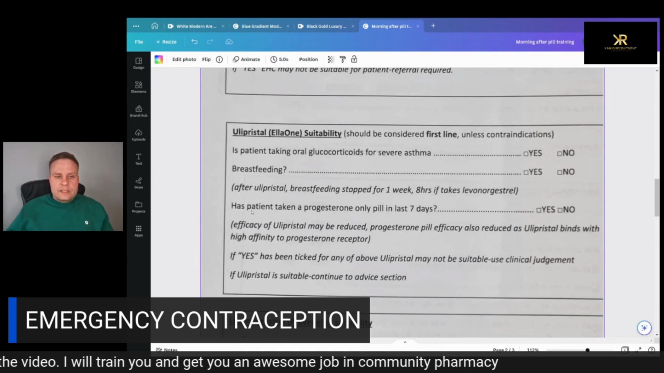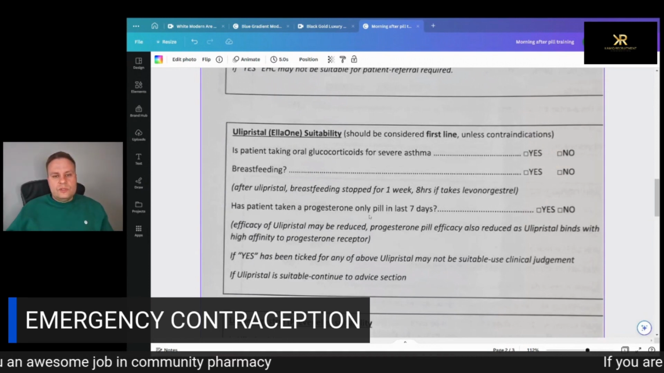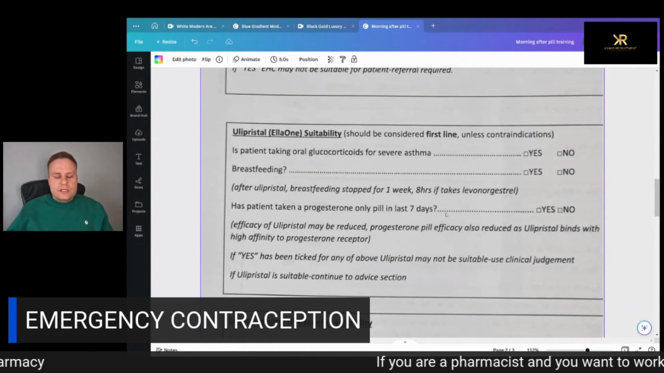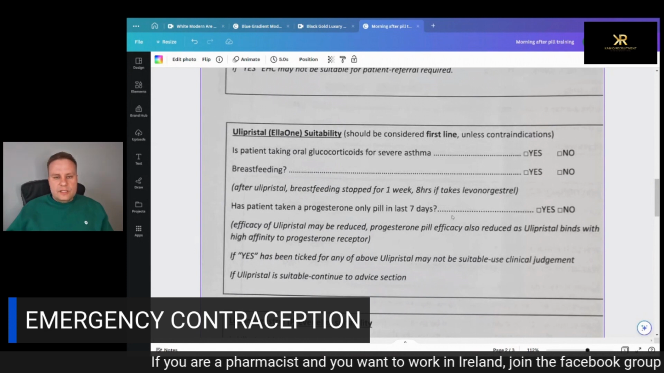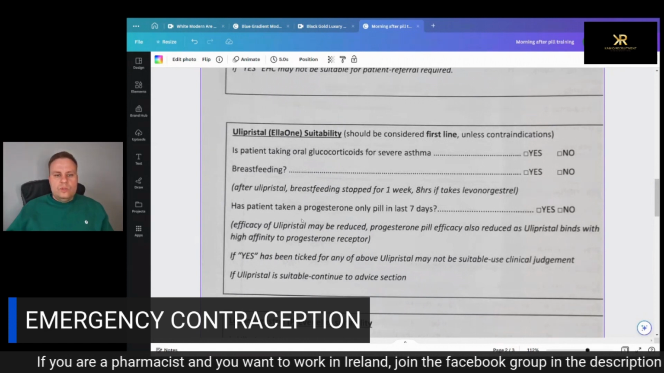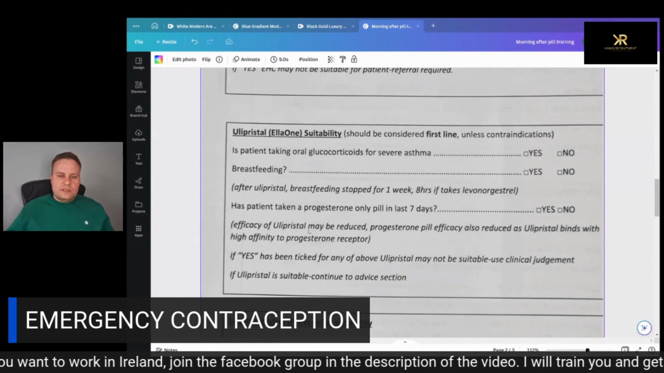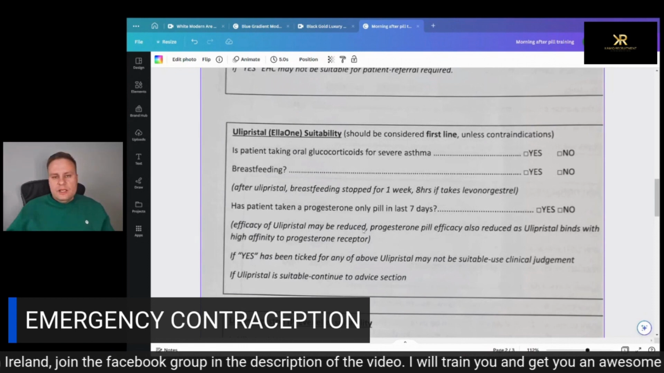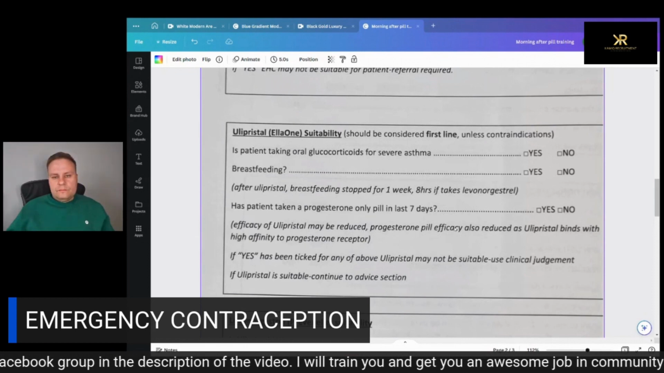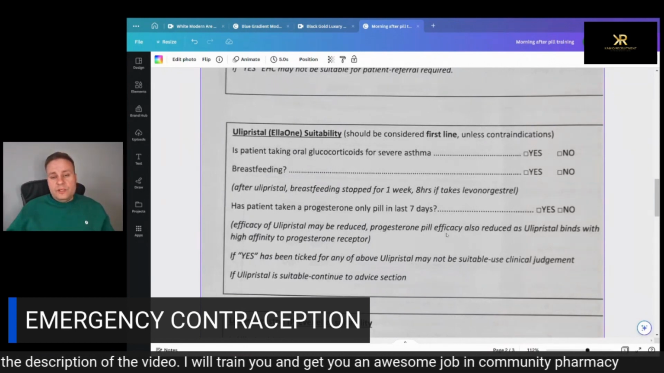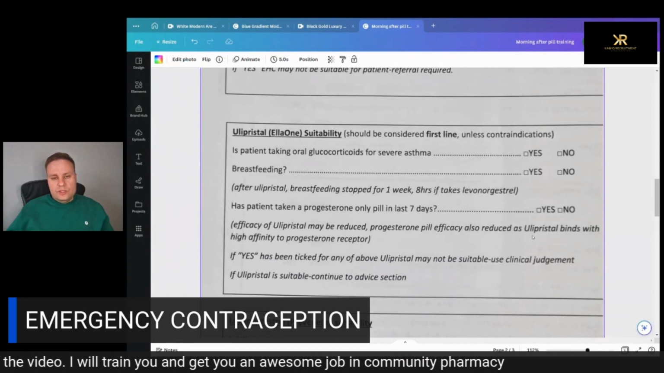Then you have to ask, has the patient been taking a progesterone-only pill in the last 7 days? If she has, then the efficacy of Ella One would be reduced, and the progesterone pill efficacy would also be reduced.